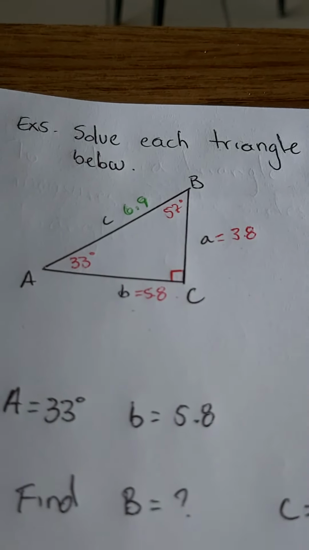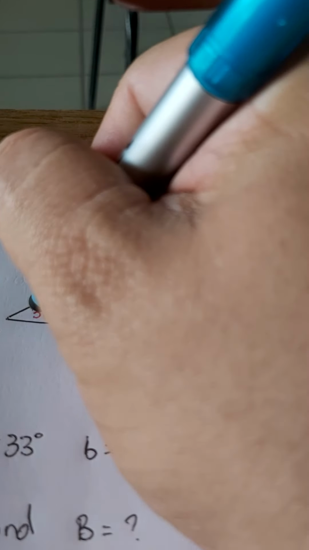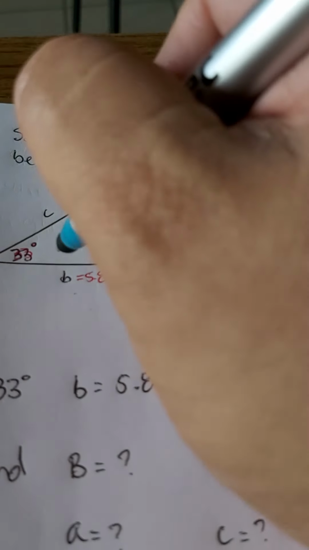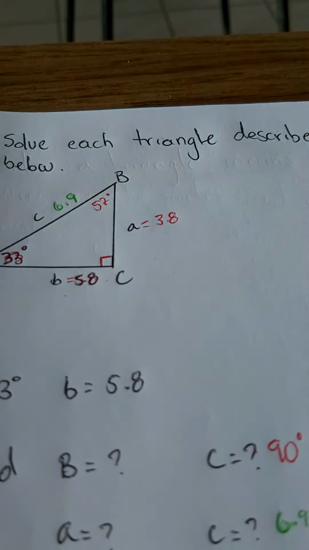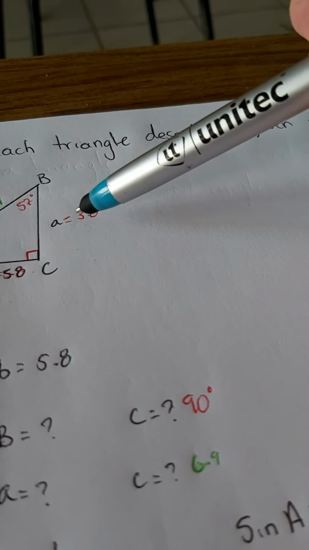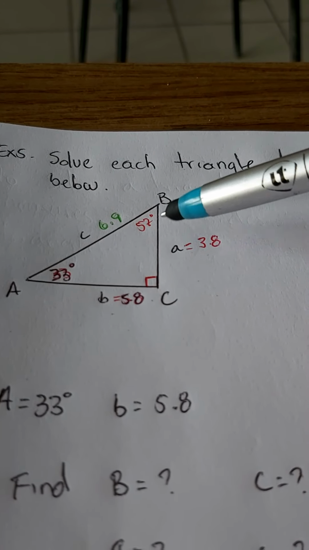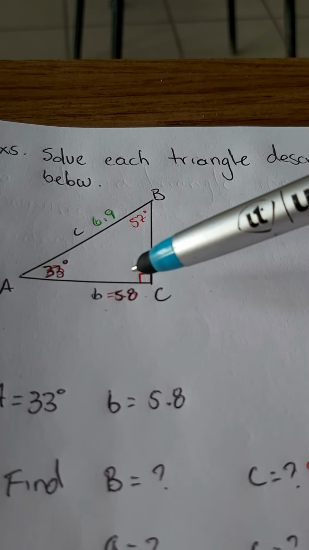Okay? Again, at the beginning, we just knew angle A was 33 degrees, and side B, which was 5.8. So we found the rest. We found side A, side C, angle B. We know that the right angle always measures 90 degrees.